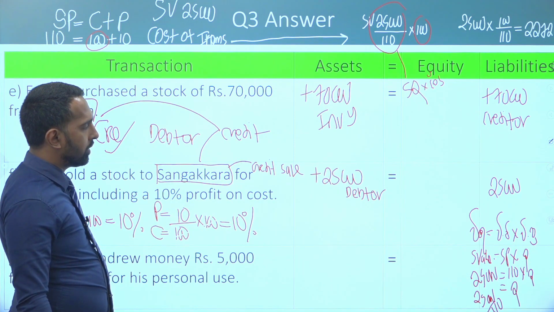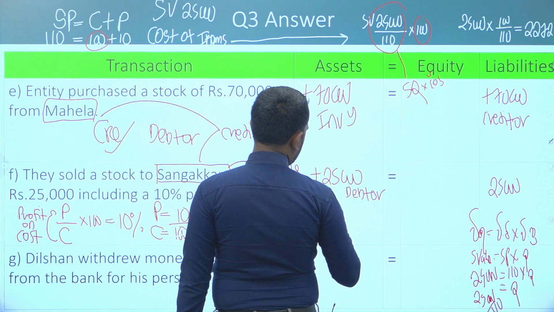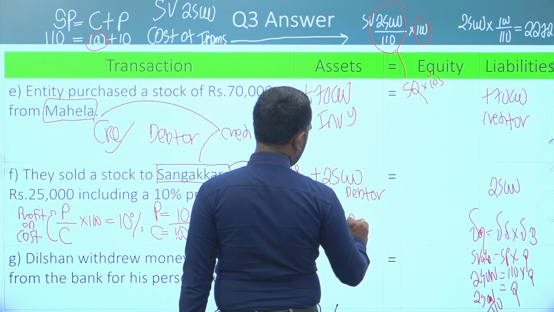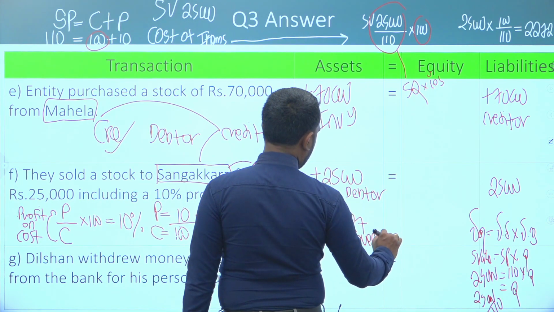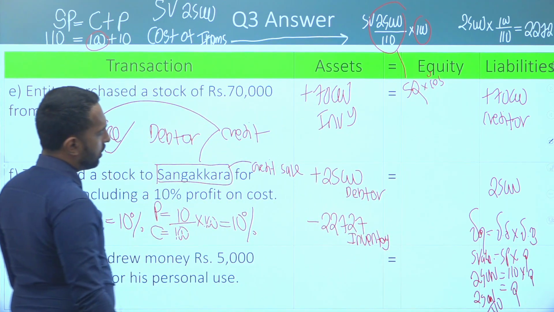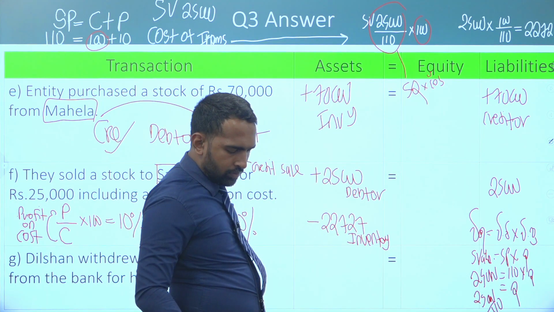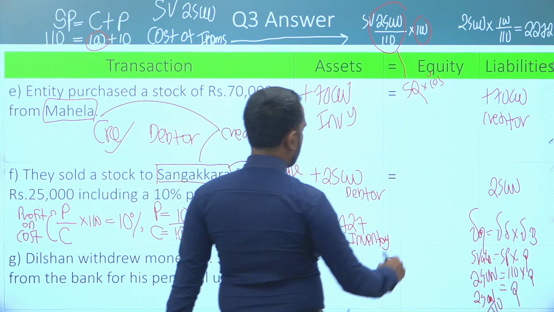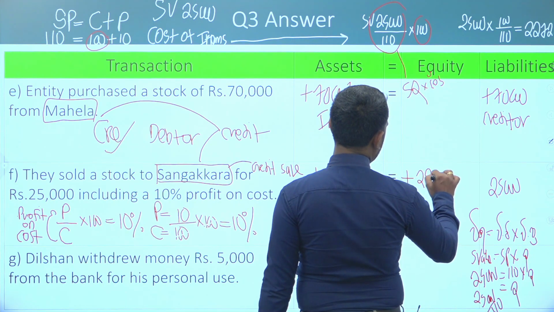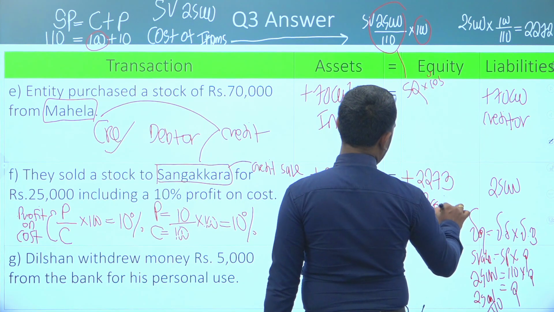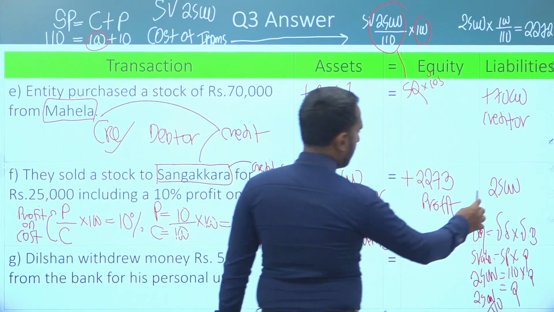That means when I make a credit sale of 25,000 to a debtor, I have a cost of 22,727. My inventory will come down by 22,727. Then I'll be earning a profit of 2,273.